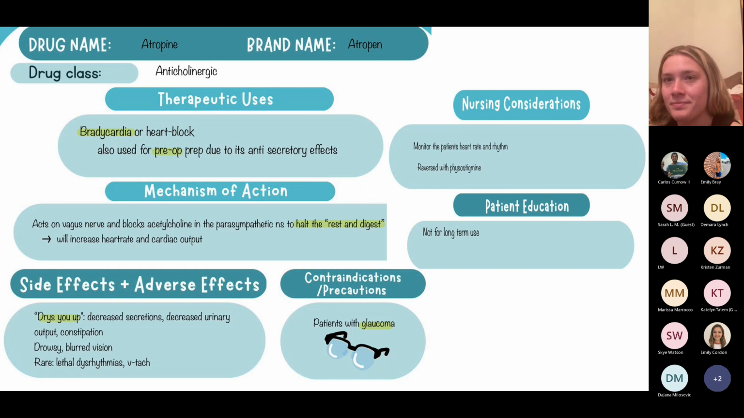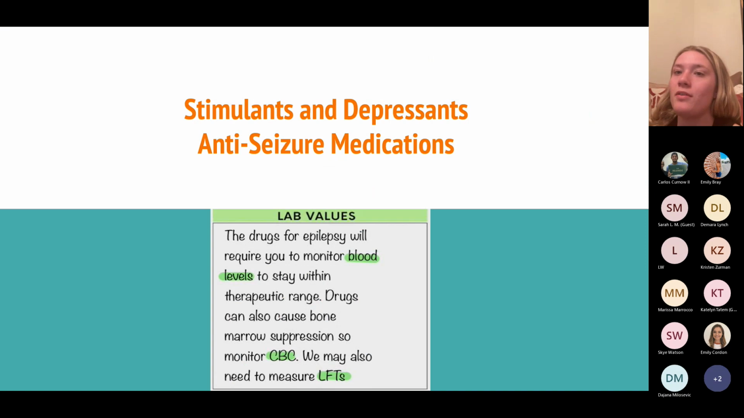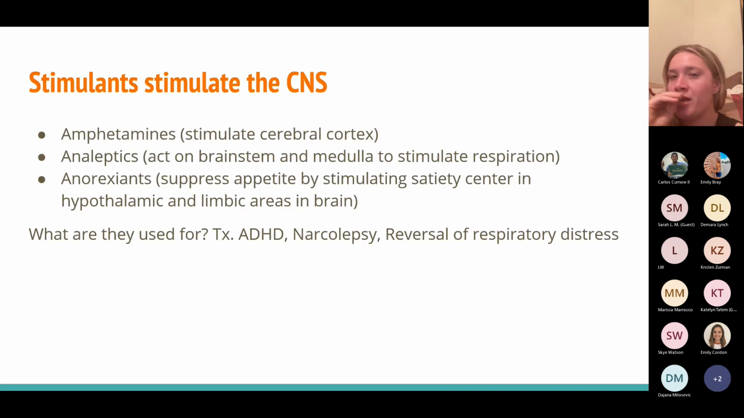So now we're going to talk about some more of our brain medicines: our stimulants, depressants, and our anti-seizure medications. I did want to put a little asterisk. There's lots of different drugs we can give for epilepsy. Just know that we have to frequently monitor their blood levels, and that most anti-epileptics do cause bone marrow suppression. Just a little asterisk.